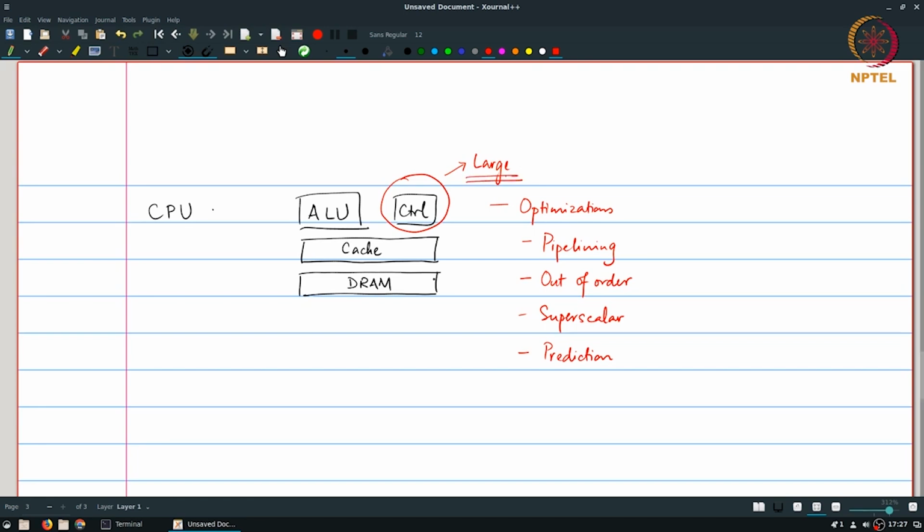Now, one of the things that people noticed was while doing pipelining, you typically end up in a situation where, for example, while loading data from memory, your ALU units may not be particularly highly used.